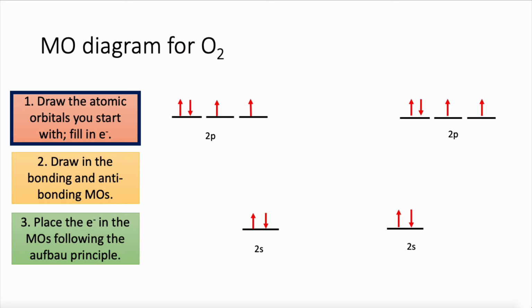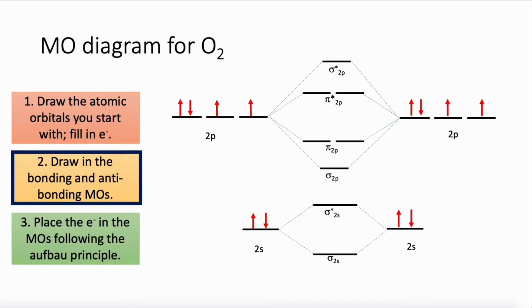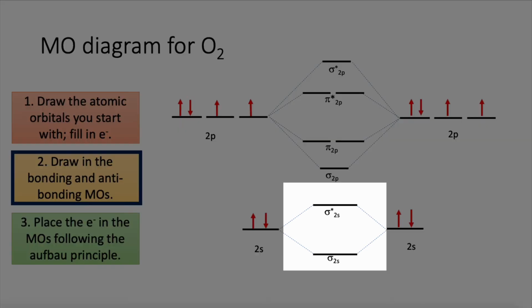So there are the atomic orbitals with their electrons. Now we're going to draw on the bonding and the anti-bonding molecular orbitals. And you can see here that we have 2 sets of molecular orbitals. We have two molecular orbitals that we created by putting together two atomic orbitals, both 2s. So we have sigma from the 2s orbital and sigma star, the antibonding orbital, from the 2s orbital.